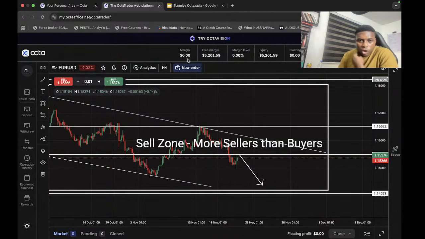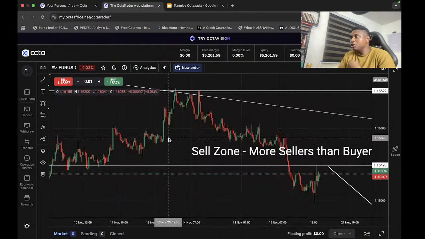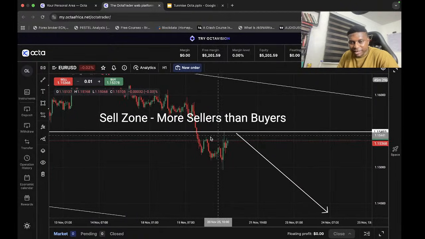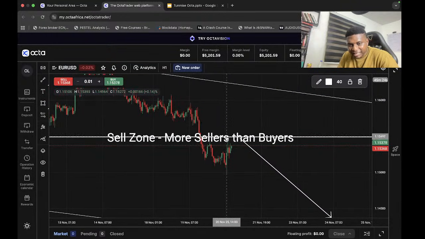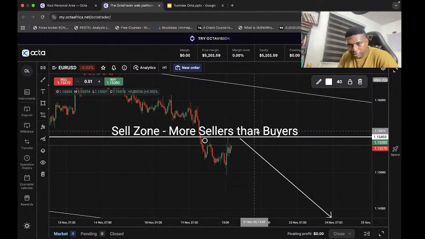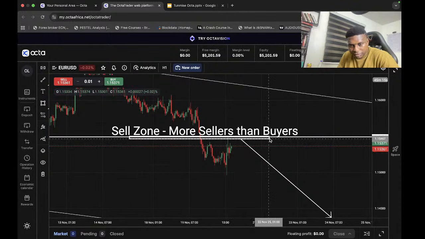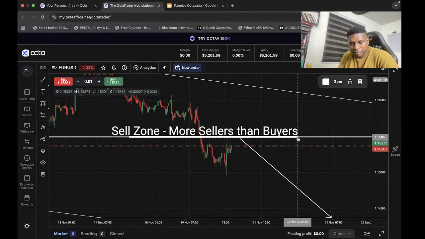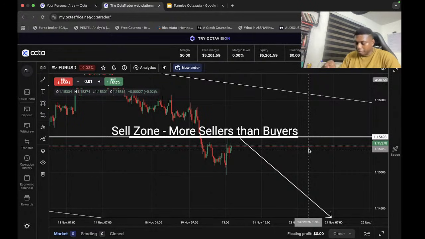So I'm going to go to the 1 hour time frame and take our final decision and execute on the 1 hour time frame. So here is what I'm saying. This level here is a level where I said there are more sellers than buyers at this level. In case you're not seeing that level, this is the level I'm talking about. Okay, good. This level here, there are more sellers than buyers.